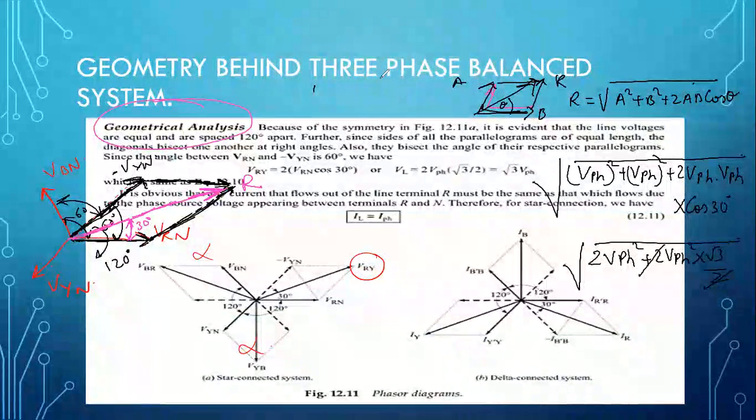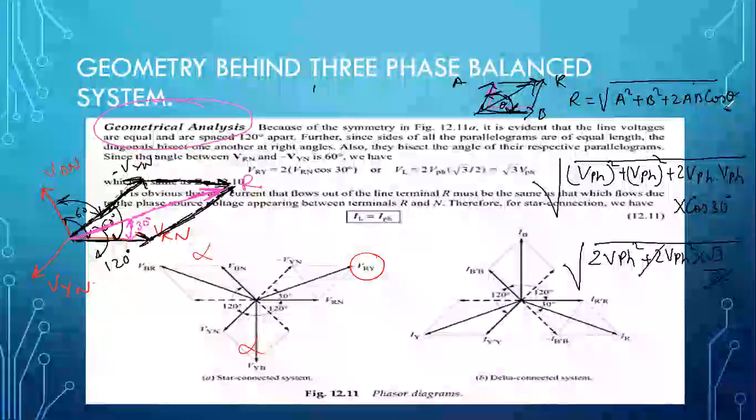We are making some mistake here. Sorry, when we talk about this A and B, the theta is not between the resultant and this. Theta is between A and B. Always remember this part: theta is the angle between A and B, in this cos theta.